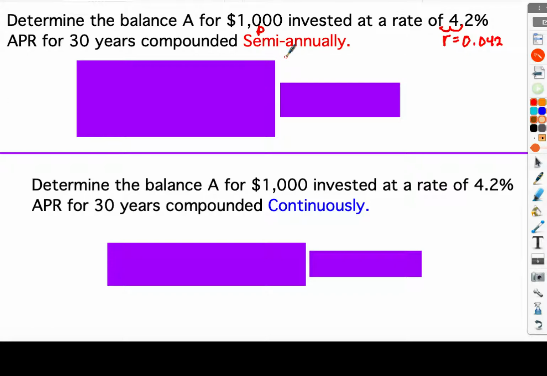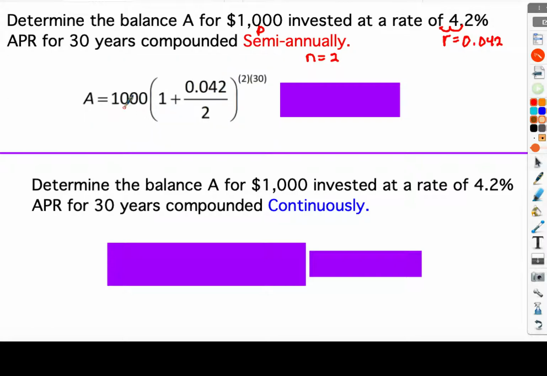So there's that idea of that N. We're saying semi-annually, twice a year. So I'm going to get half the interest halfway through the year, and then I'm going to get half that interest again at the end of the year, but building on my interest. So when I plug in my numbers, 1,000 times 1 plus 0.042 over 2, half the interest. But I'm going to get that interest 60 times over, because I'm getting that for 30 years, twice a year.